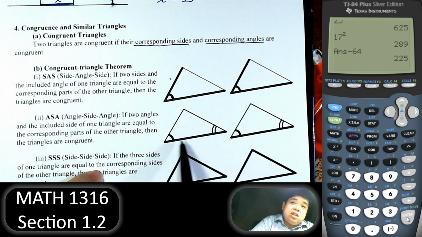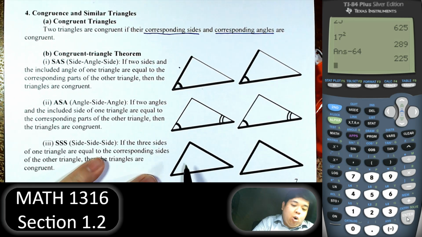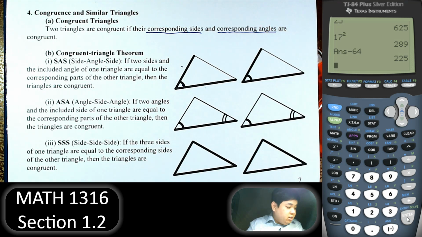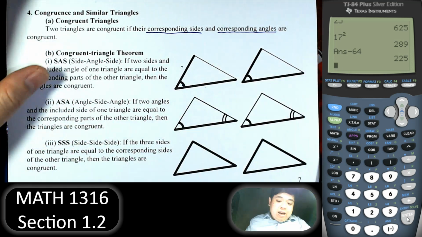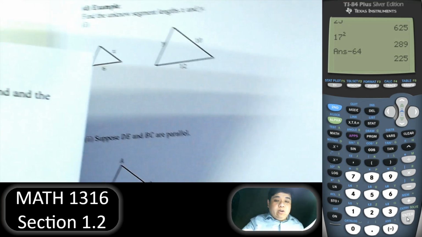Two angles and the side in between, or three sides. Those are criteria of congruent triangles, meaning the triangles have the same corresponding sides and the same corresponding angles.